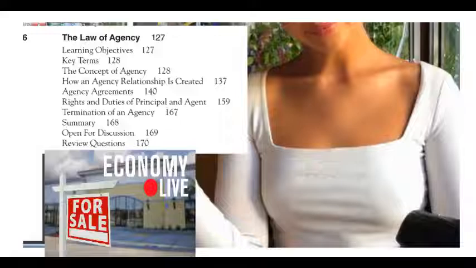Open listing. An open listing, also called a non-exclusive listing, provides for a commission to the broker if the broker is the procuring cause of a sale.